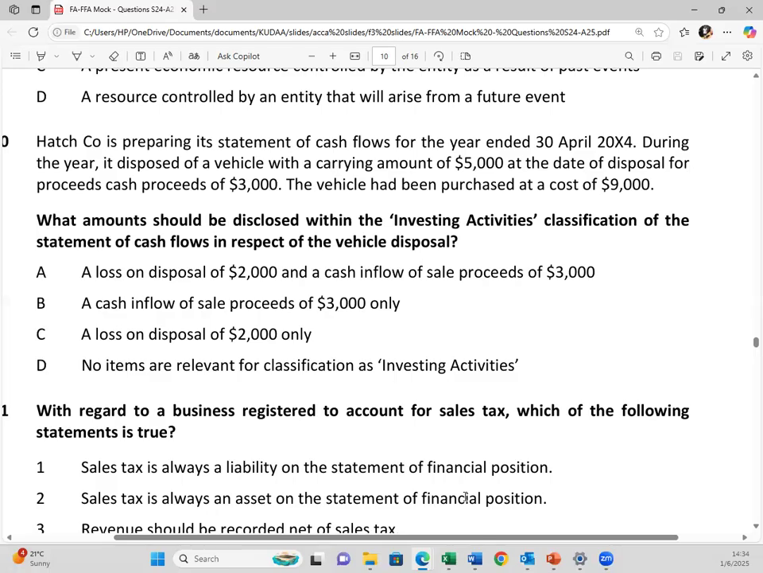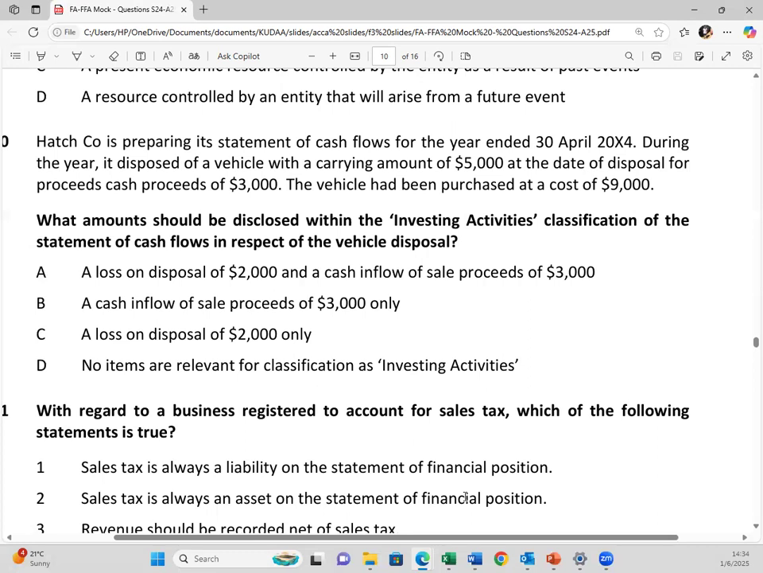Loss on disposal is an operating, not investing, activity. So that one, C, is wrong. A loss on disposal, that one is again wrong because loss on disposal is an operating activity. No items, that's wrong again. So B is the correct answer.